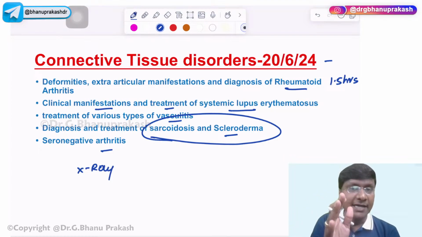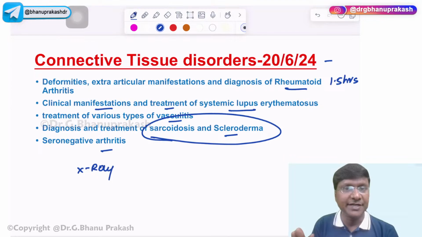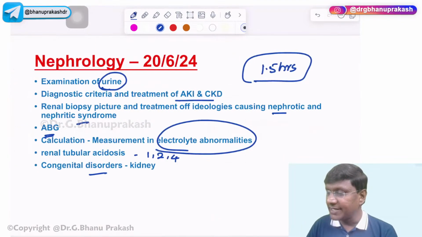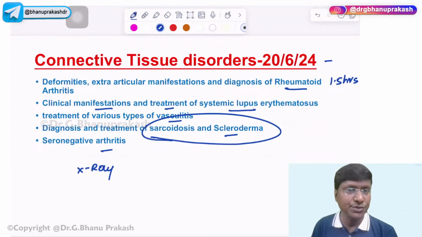That is like arthritis, urethritis, as well as conjunctivitis. And what are the dermatological manifestations in Reiter's? So connective tissue disorders, these are the topics that you need to revise. That is on 20th. So on 20th, you need to revise two important things. One is nephrology and the other one is connective tissue disorders.